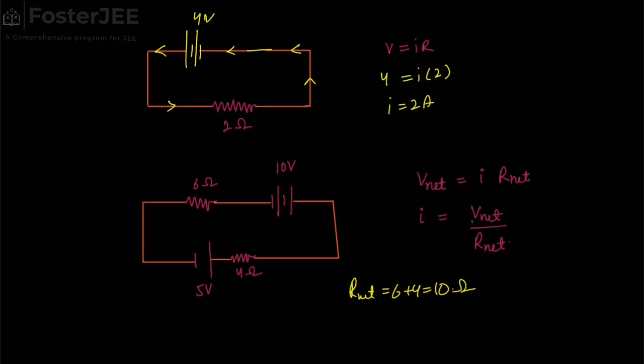And also the net EMF in this case will be, since this battery wants to send charge in this direction and this battery wants to send the charge in this direction, so both are opposing. So we will subtract the lower EMF battery from the higher EMF battery. So in this case the net EMF will be 10 minus 5 upon net resistance 10. So the current will be 0.5 ampere and the direction of flow is like this.